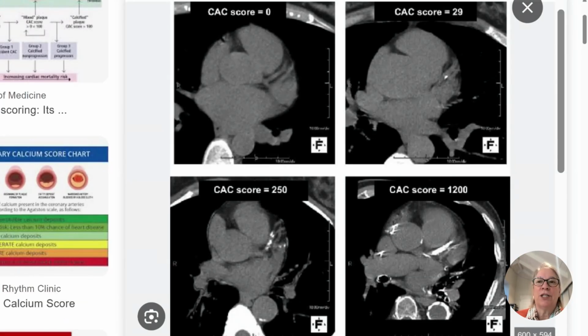That's a great question. It is run through a computer and it's graded based on how much calcium there is. And you can kind of think of it as how many pixels of calcium are there. So this would be mild, this would be moderate, and this is definitely severe.